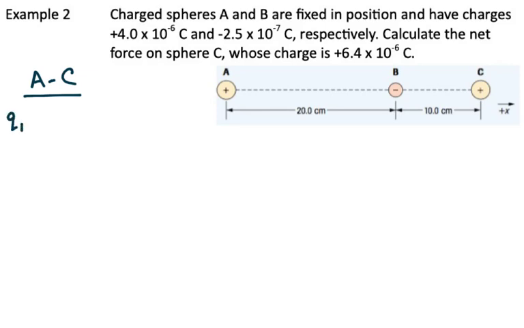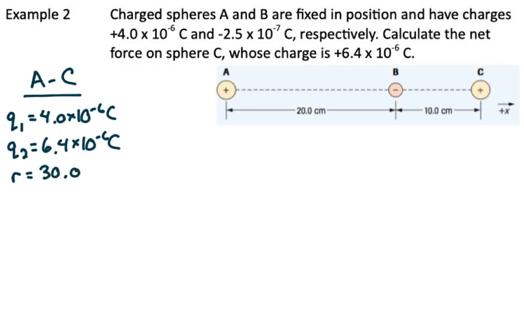we know Q1, we can call that the charge on A. That would be 4.0 times 10 to the minus 6 coulombs. Q2 would be the charge on C, which would be 6.4 times 10 to the negative 6 coulombs. The distance separating these two spheres would be 30.0 centimeters, which would be 0.300 meters.